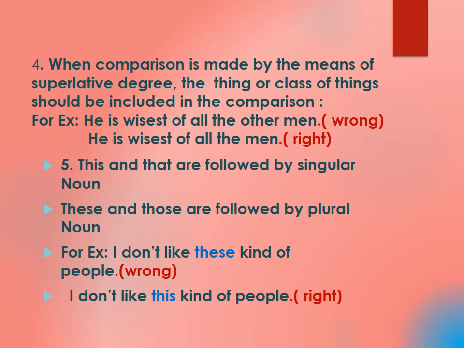The next point is, this and that are followed by a singular noun. These and those are followed by a plural noun. We commit this mistake many a time. I don't like these kind of people. This is wrong. I don't like this kind of people. This is singular, so it will be with singular.